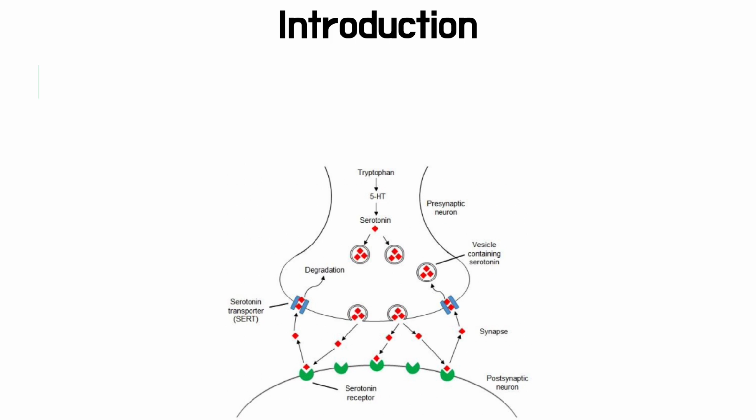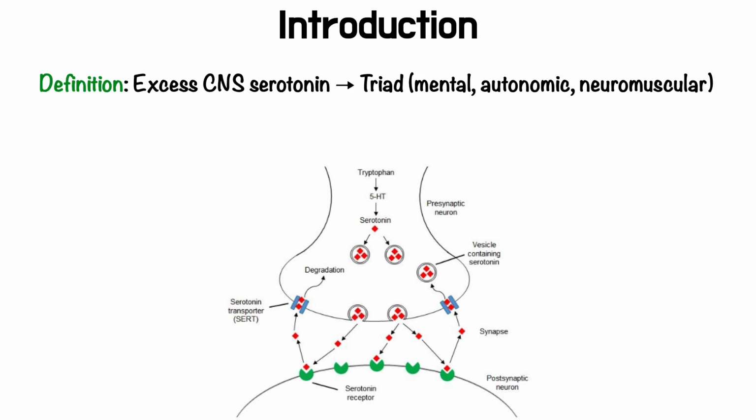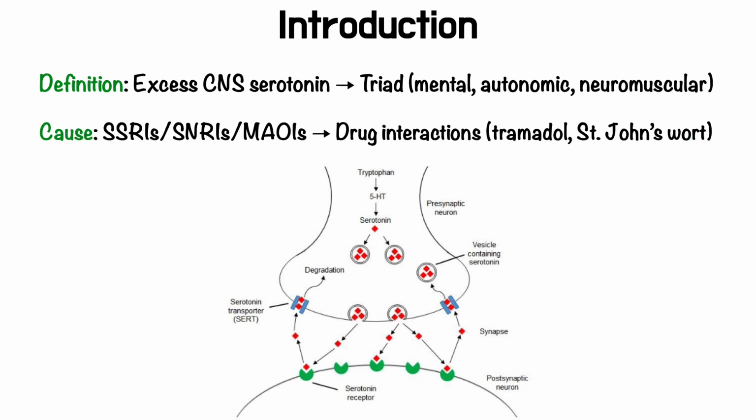It is the excess level of CNS serotonin that is causing a triad of symptoms like mental, autonomic, and neuromuscular, right? So, what are the causes for this? These causes are the overuse of selective serotonin reuptake inhibitors, serotonin and norepinephrine reuptake inhibitors, monoamine oxidase inhibitors, right? And they, if used along with serotonergic drugs like tramadol or St. John's wort, will lead to serotonin syndrome.